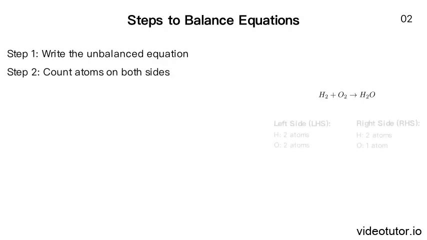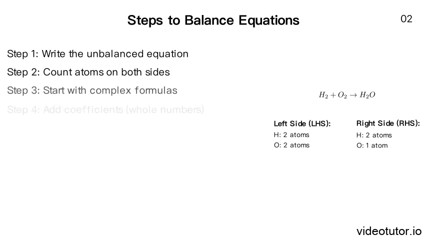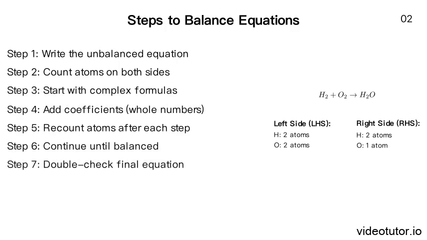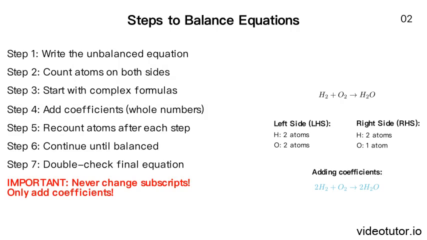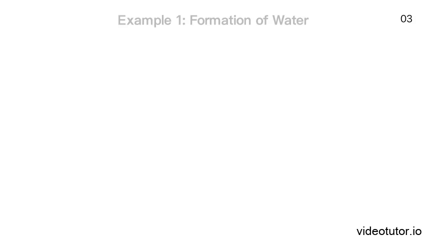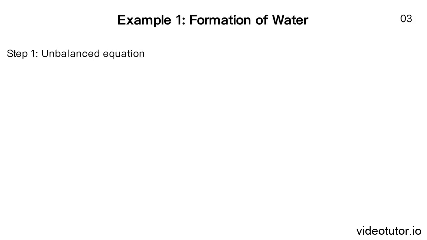Here are the 7 steps to balance any chemical equation. First, write the unbalanced equation. Then, count atoms on both sides. Start with the most complex formula and add whole number coefficients. Never change the subscripts in chemical formulas. Recount atoms after each step and continue until balanced. Finally, double-check your work. Let's work through our first example, the formation of water.